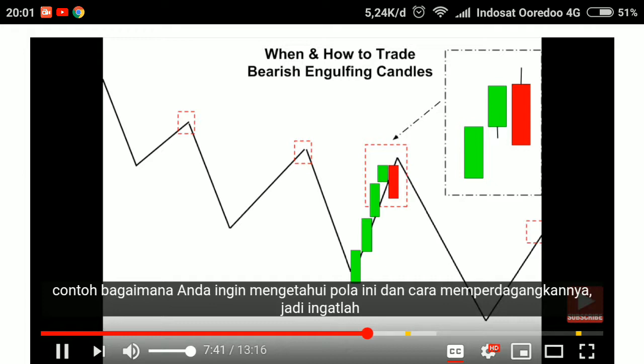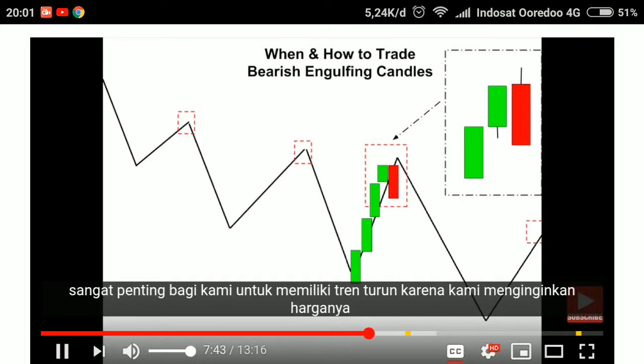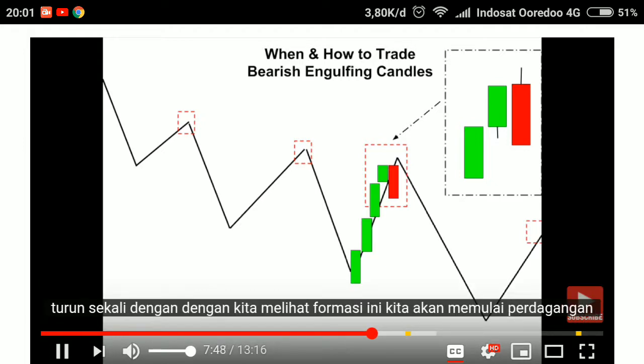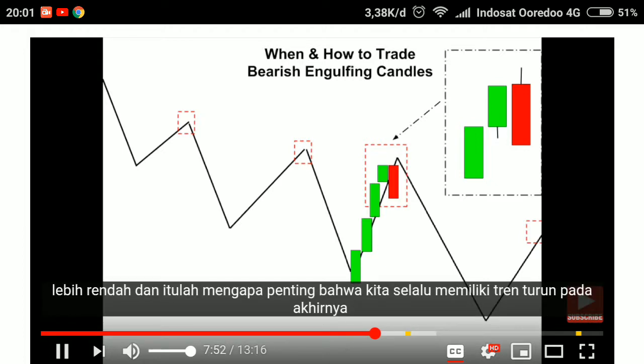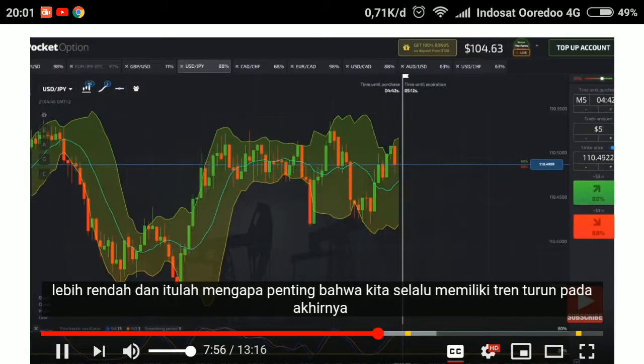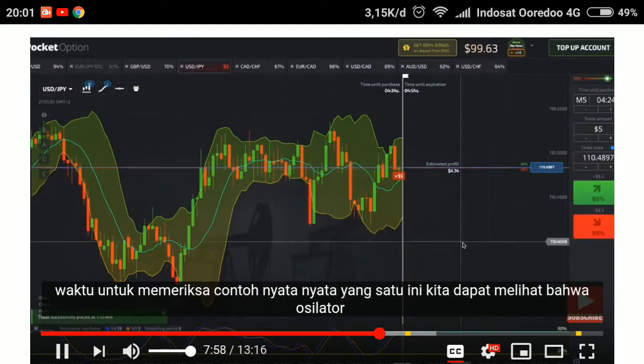Keep in mind, it's very important that we do have a downtrend because we want the price to go down. Once we spot this formation, we're going to start a trade for lower, and that's why it's important that we always have a downtrend. Finally, it's time to check a real life example.